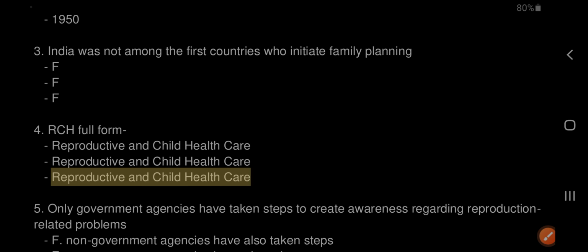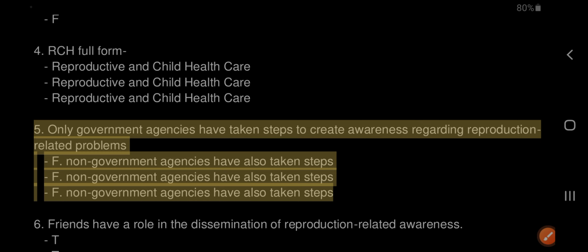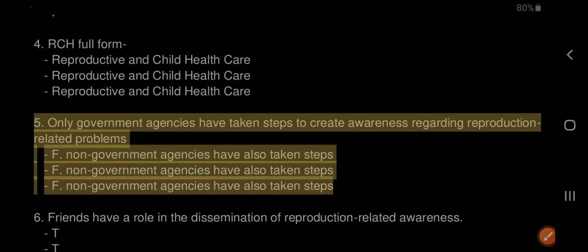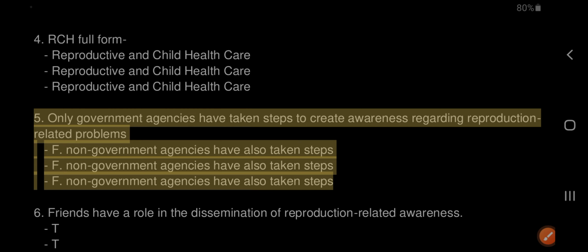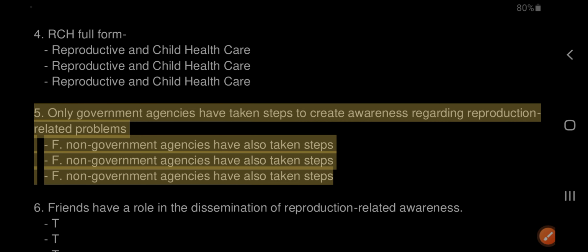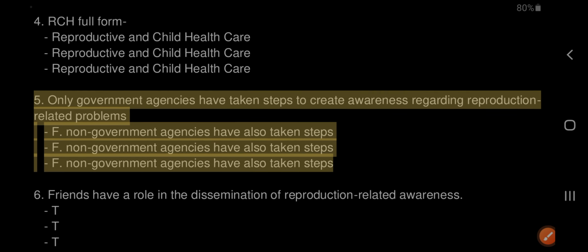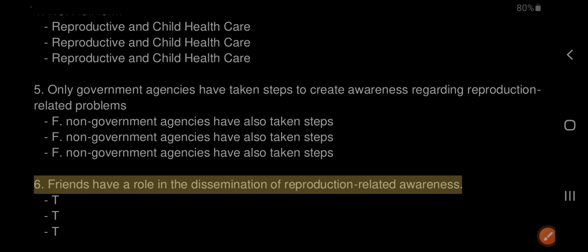5. Only government agencies have taken steps to create awareness regarding reproduction-related problems. False. Non-government agencies have also taken steps. 6. Friends have a role in the dissemination of reproduction-related awareness. True.